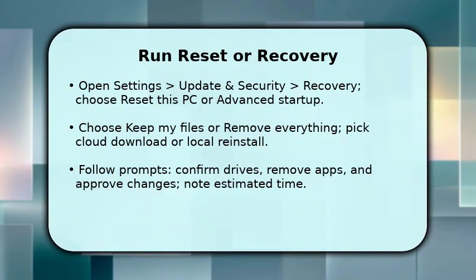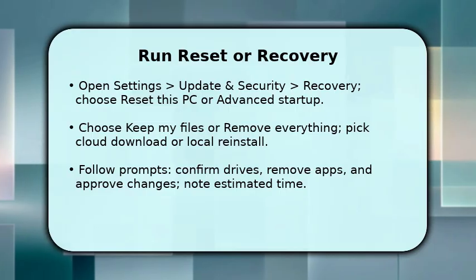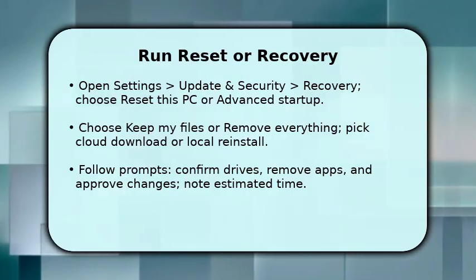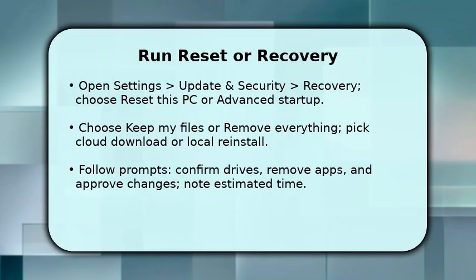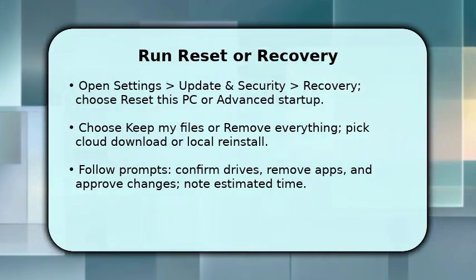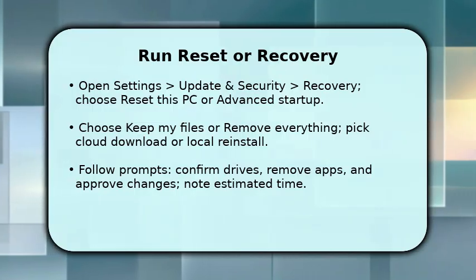Now you perform the restore using recovery options. Go to Settings, Update and Security, then Recovery. Select Reset this PC for a full reinstall or advanced startup for system image use. Choose whether to keep your files or remove everything. Decide between cloud download or local reinstall.